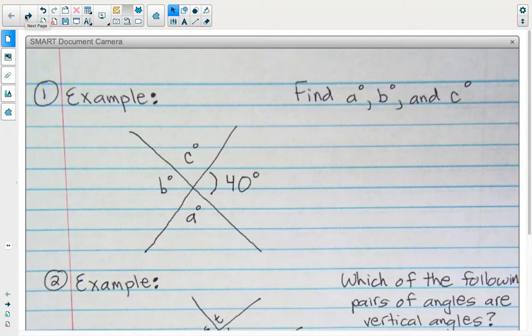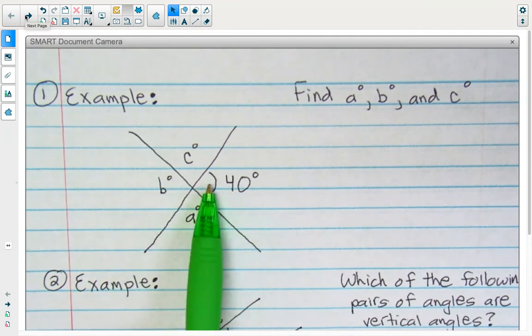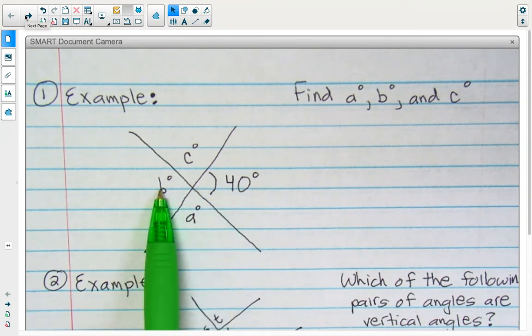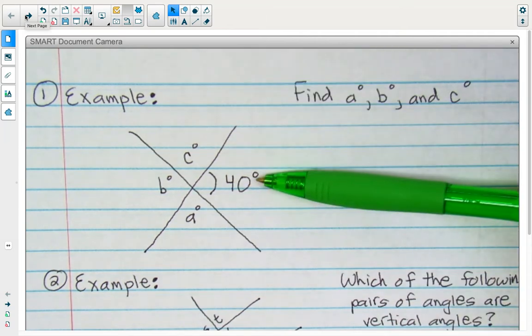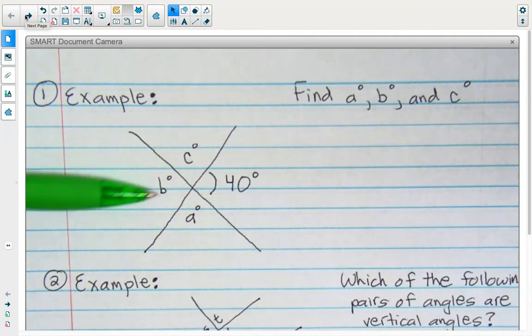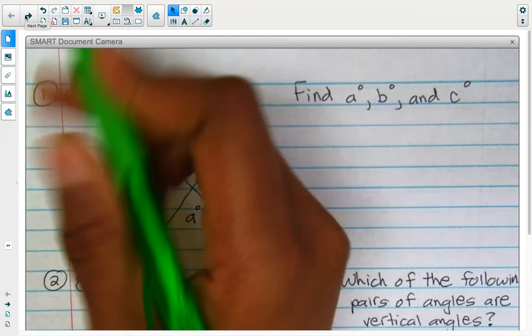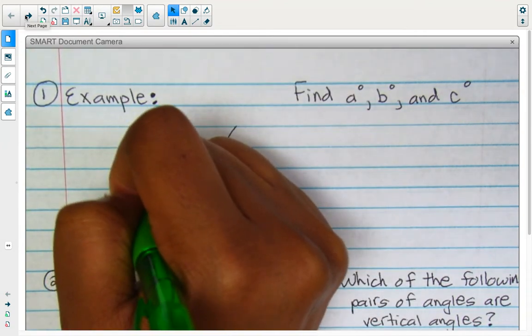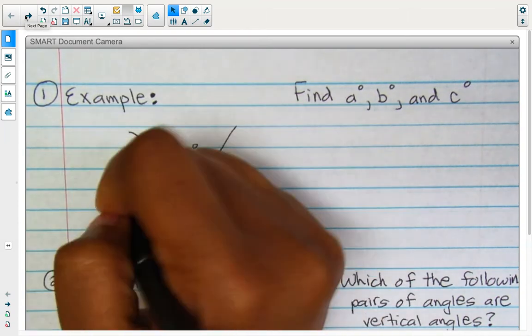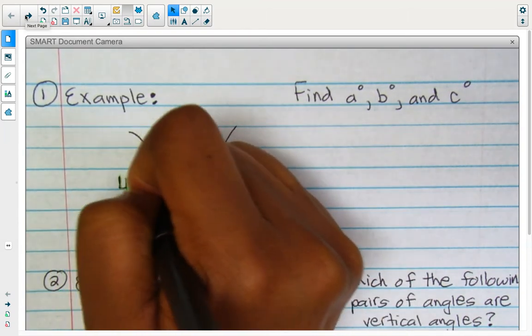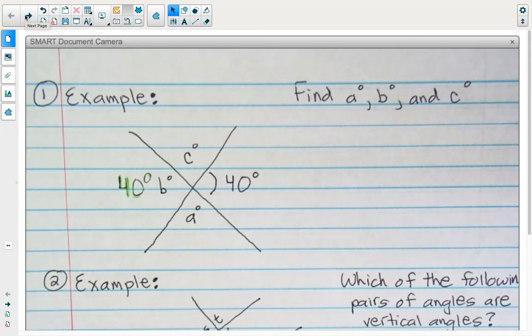Now, a few things that I know looking at this picture: I know that this angle and this angle are vertical angles. They are across from each other and they are congruent to each other. So if this is 40 degrees, across from it must also be 40 degrees. So I know that angle B is 40 degrees. You might not be able to see that too well, so I'm going to use this one. So this is 40 degrees. So that's something that I know. I know that the measure of angle B is 40 degrees.